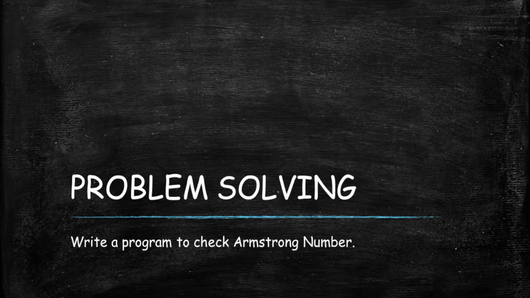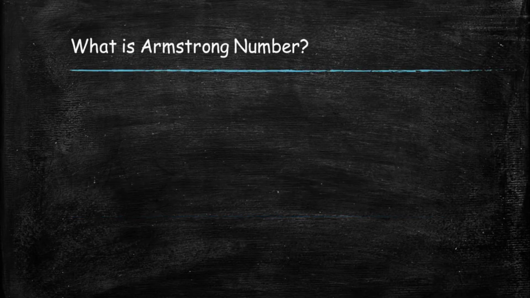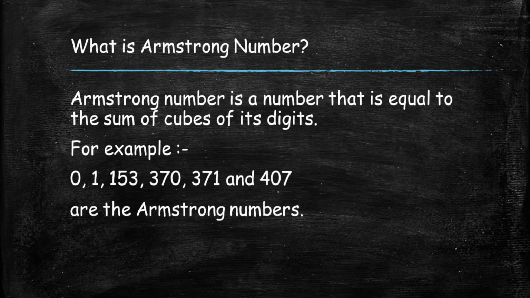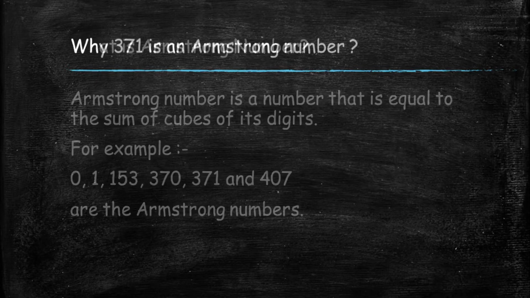In this video we will write a program to check Armstrong number. So what is Armstrong number? An Armstrong number is a number that is equal to the sum of cube of its digits. For example, 0, 1, 153, 370, 371 and 407 are the Armstrong number.